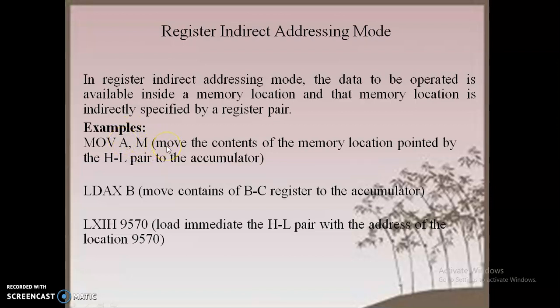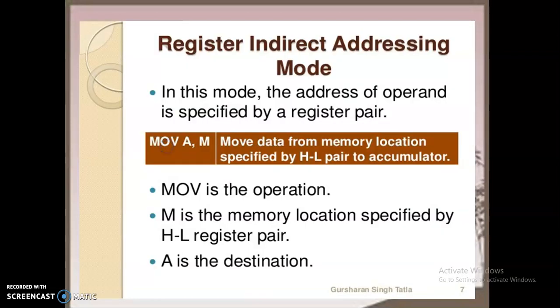So move the content of the memory location pointed to by the HL pair to the accumulator. In this example, MOV A, M, M is the source. This means the HL pair points to any memory location. A is the destination. The content of the memory will be transferred to the accumulator. So this is the indirect addressing. Indirect means if the memory address is 2030, that value will be moved to the accumulator.